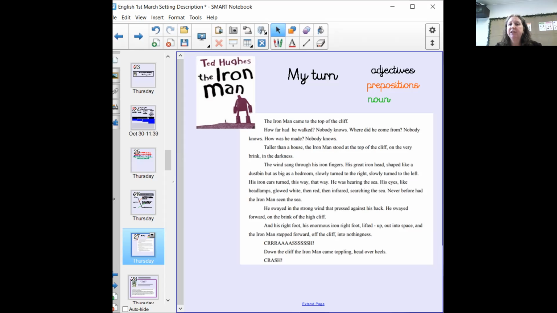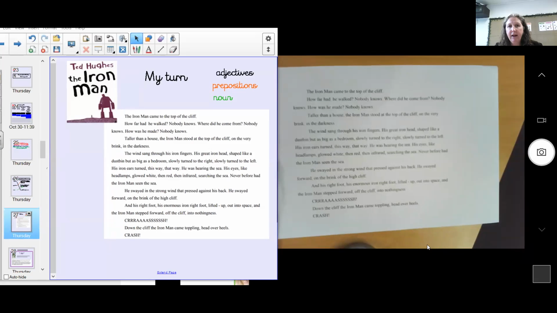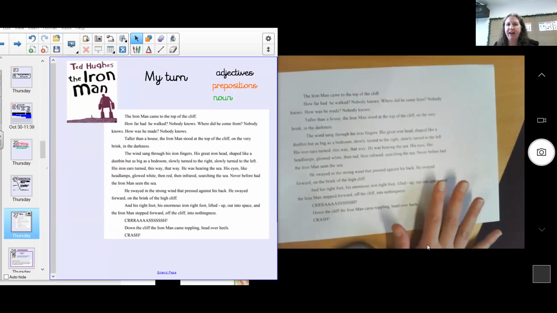I'm just going to share my screen in a different way so that we can see both of them together. Just going to go to this one, there. And then hopefully now you can see the Iron Man clip with the colours and the sheet so that I can model that for you.